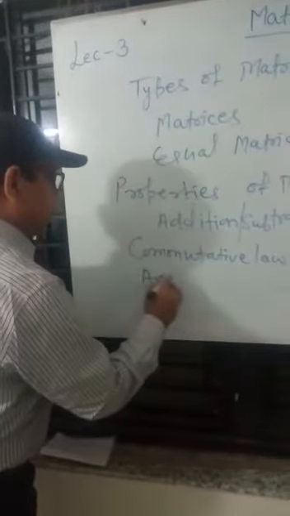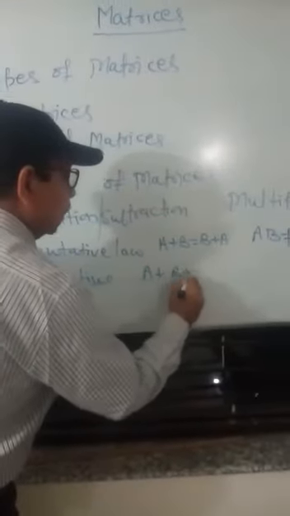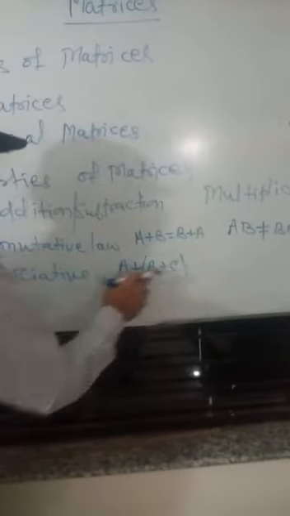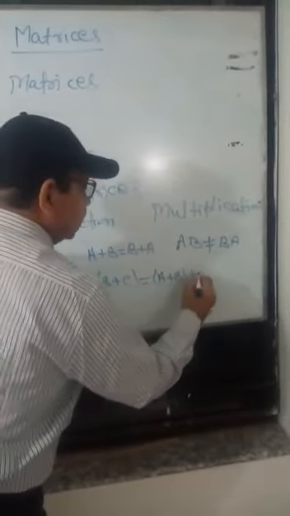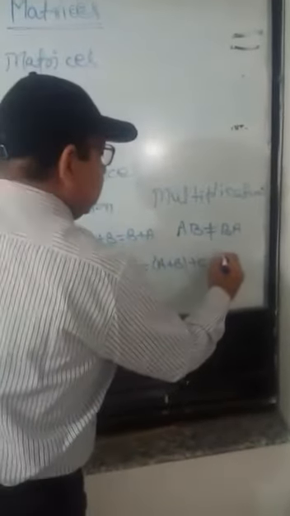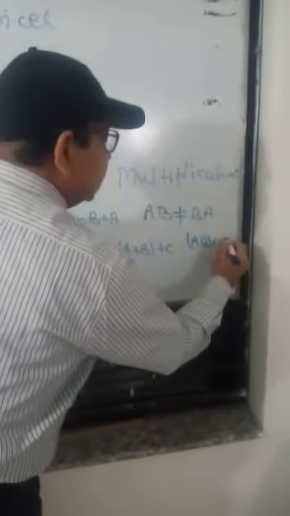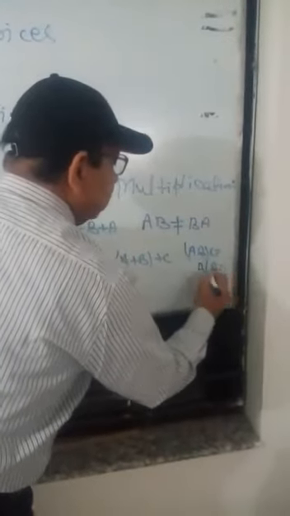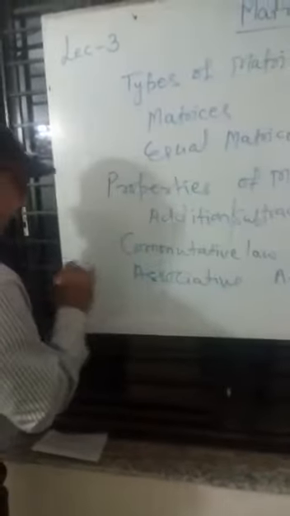Second law is associative. In case of the additive law, A plus B plus C, if you add B plus C and A, it is the same as A plus B plus C. In case of multiplication, first you multiply AB into C, that is the same as A multiply BC, but you have to follow the rule of multiplication that the column of the first matrix must be equal to the row of the second matrix.